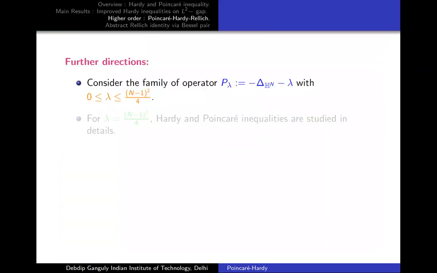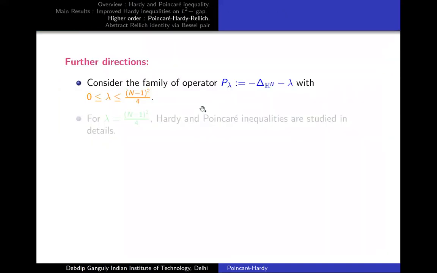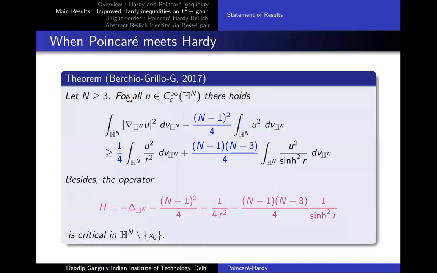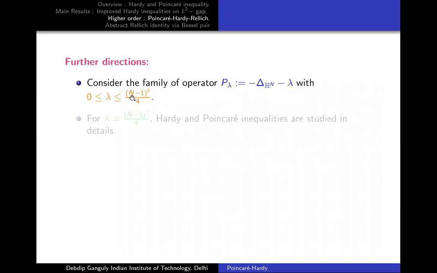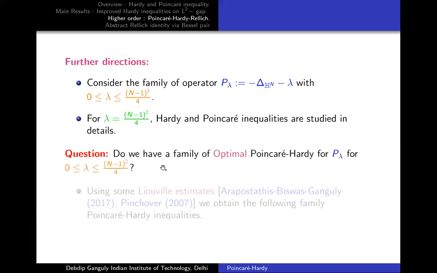Okay, so we did it for the bottom of the spectrum. Now the question: we studied that for lambda, we have a spectral gap. So lambda equal to lambda 1 is when it is (n minus 1) whole square by 4. Can we have a family of optimal Hardy weights from 0 to this? So we can vary lambda from 0 to (n minus 1) whole square by 4. In this paper, we proved only the case when lambda is equal to lambda 1, for minus Delta_Hn minus lambda 1. Now for lambda in the Hardy-Poincaré setting, the question is, can we have it for any lambda between 0 and (n minus 1) whole square by 4?